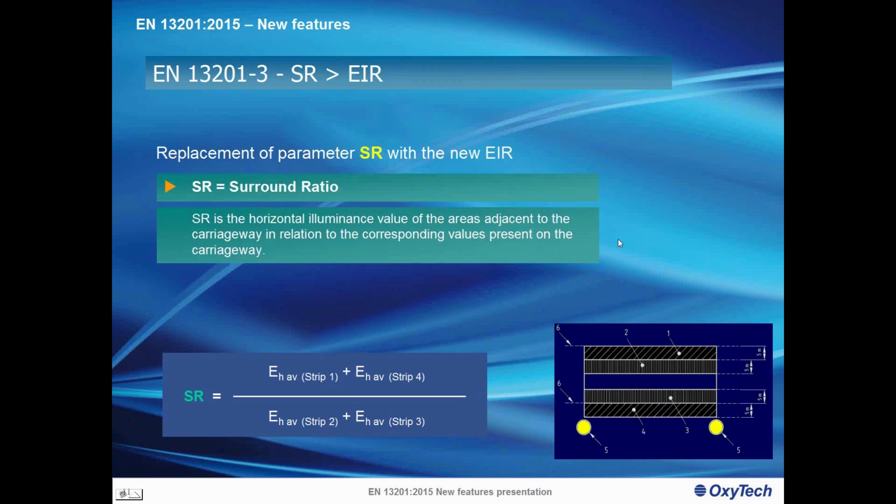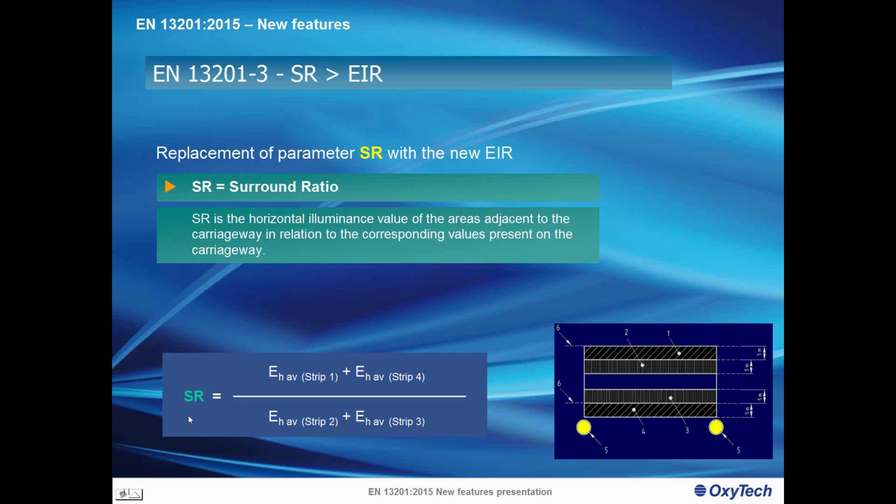Let's come now to another big change that was introduced for the M classes, which is related to the surround ratio. As you know, the surround ratio was based on the ratio in between the sum of the average horizontal illuminance of strip 1, which is this one out of the carriageway, and strip 4, which is on the other side of the carriageway, divided by the average horizontal illuminance of strip 2 and strip 3, which means that we summed and we put them into a ratio, coming to the SR value.